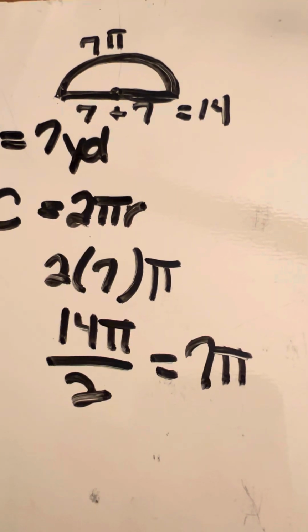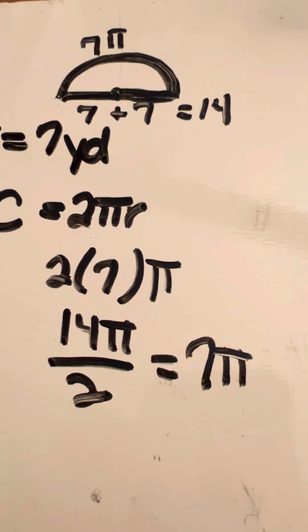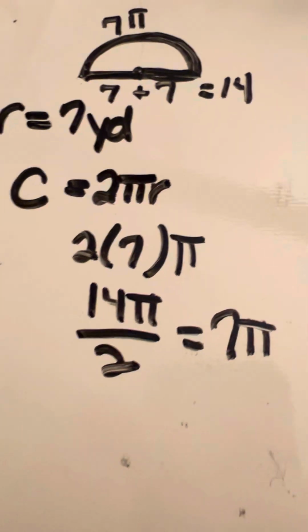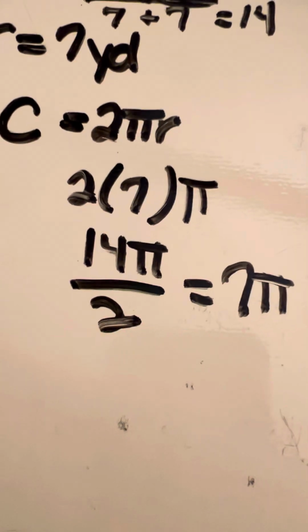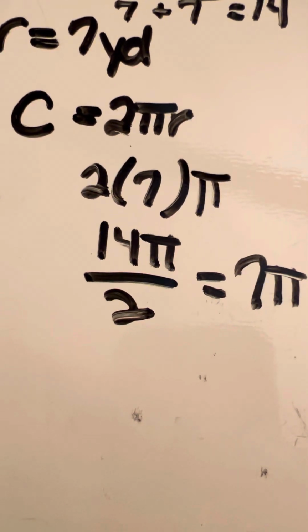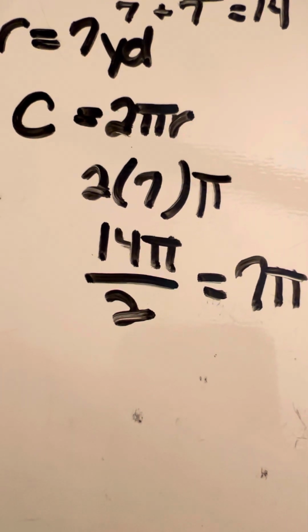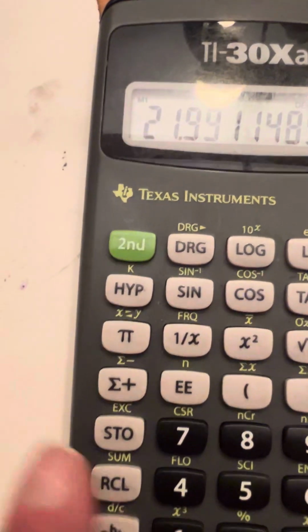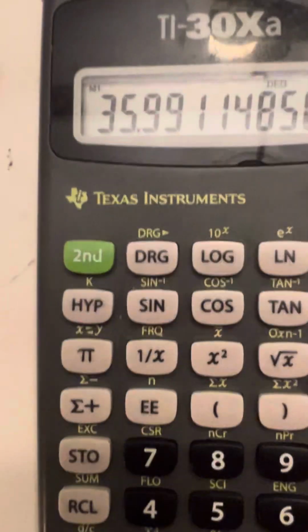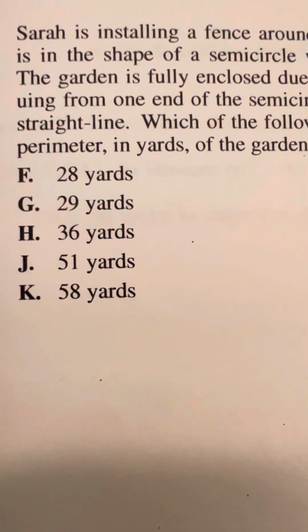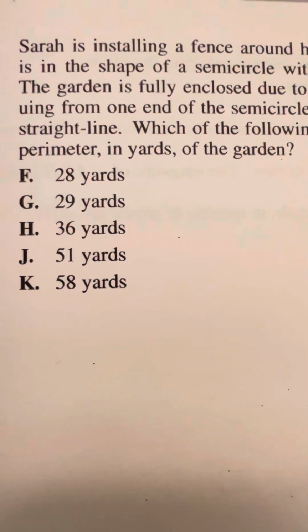If we look at the options we have to choose from, 14 plus 7 pi: 7 pi is roughly, let's take a look, 7 times pi, which gives me about 21.99. We add that to the 14 and we get roughly 35.99. Out of my choices here, the only answer that makes sense would be answer H, 36 yards. So the answer for this would be 36, or H.